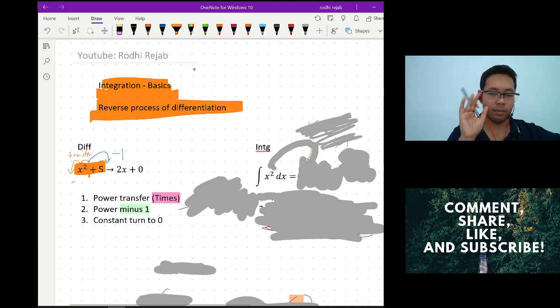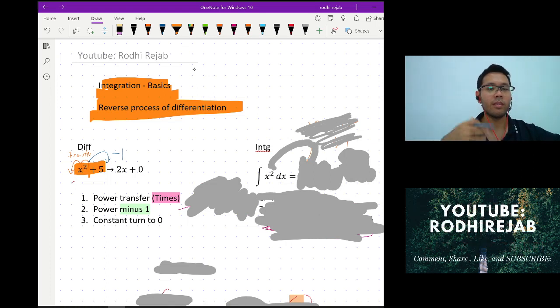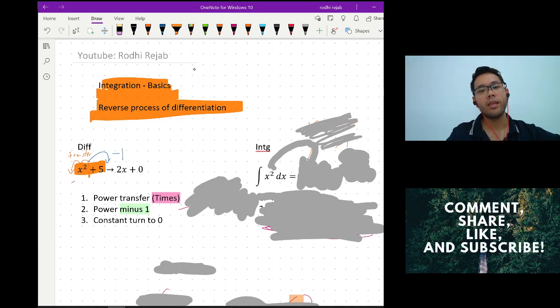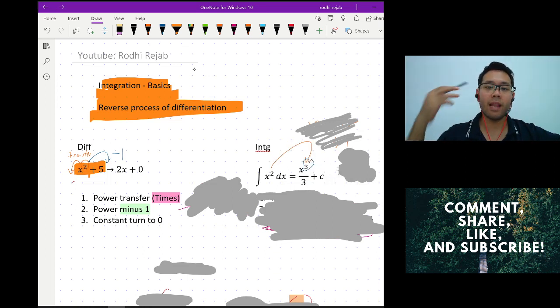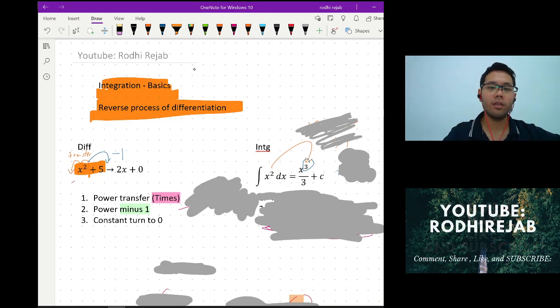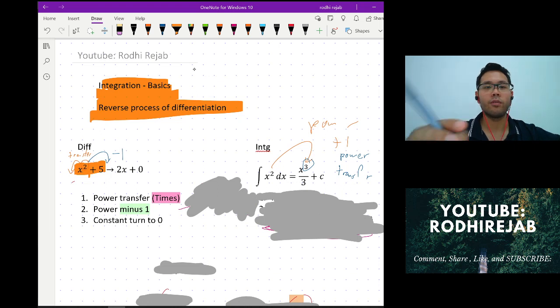So remember the process, like I mentioned just now. Firstly, we transfer the power, in this case differentiate becomes times, and then the power minus 1, and the constant turns to 0. Right, so for integration, let's say x squared, the process is a bit the other way around. Firstly, I plus the power first: 2 plus 1, I got 3. And then only I transfer the power down.